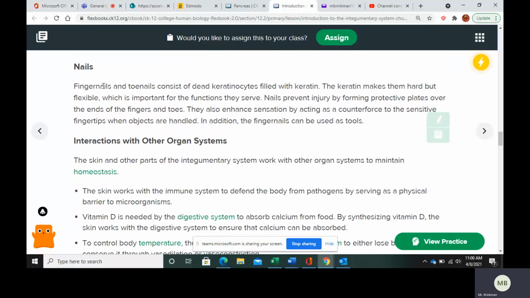Nails. So fingernails and toenails are going to be made up of dead keratinocytes. The keratin in them is going to make them hard but flexible. Nails are going to help protect the ends of your fingers and your toes. And they are also going to enhance sensation by acting as a counterforce to the sensitive fingertips when stuff is handled.